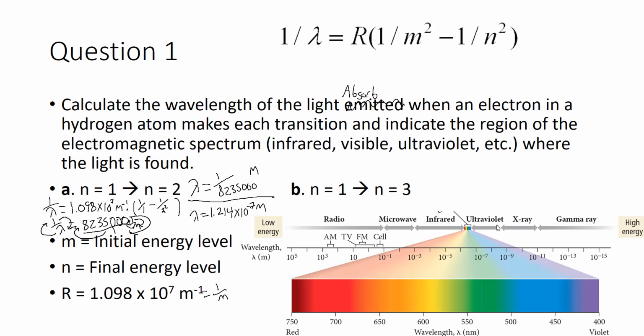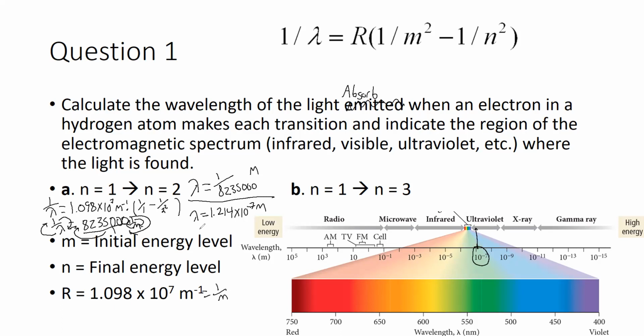When we look on the electromagnetic spectra, here's times 10 to the -7. So we're just past that. We'll draw a straight line. That is the ultraviolet spectra.